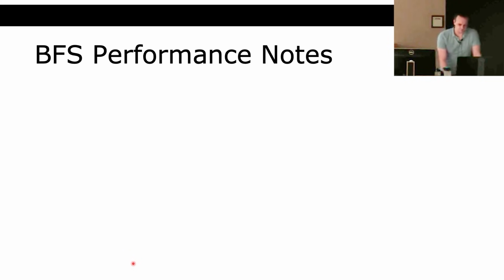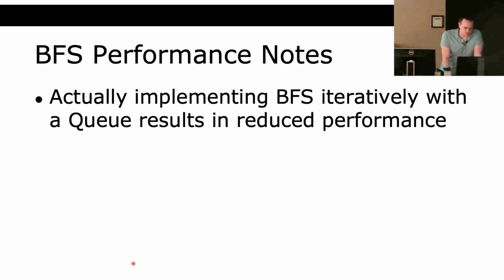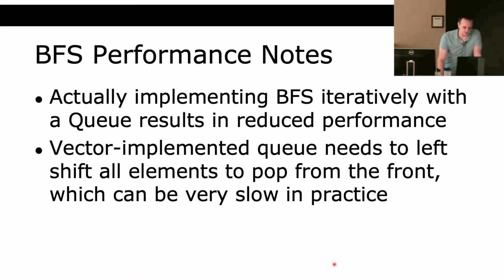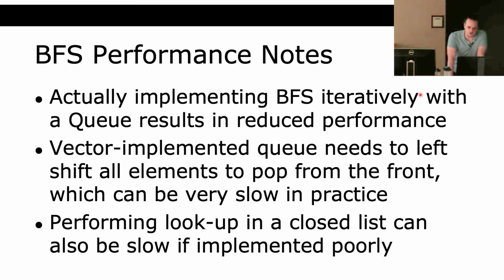Okay? Here are BFS performance notes. Actually, implementing BFS with a queue that we've talked about results in reduced performance. So if you're actually using an array with shift, that's a terribly slow operation. A vector-based implemented queue needs to left shift all elements to pop from the front, which is very slow in practice. So performing a lookup in a closed list can also be slow if implemented poorly.